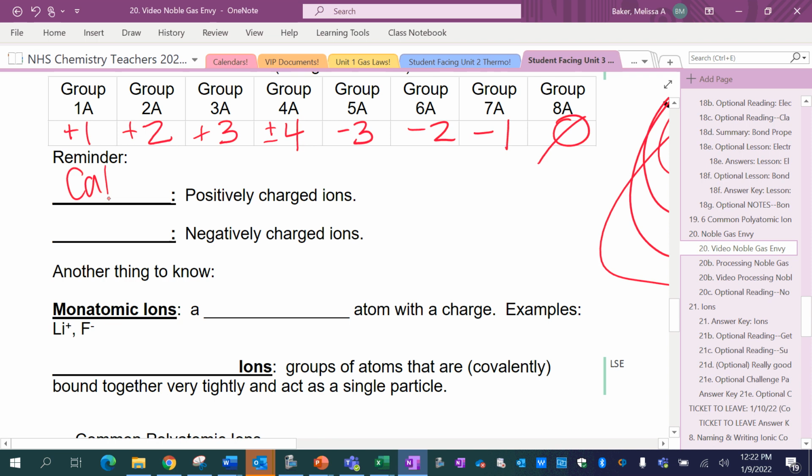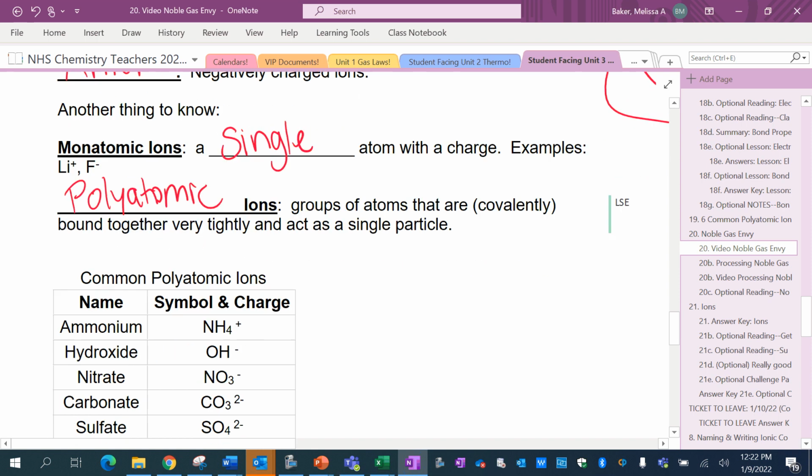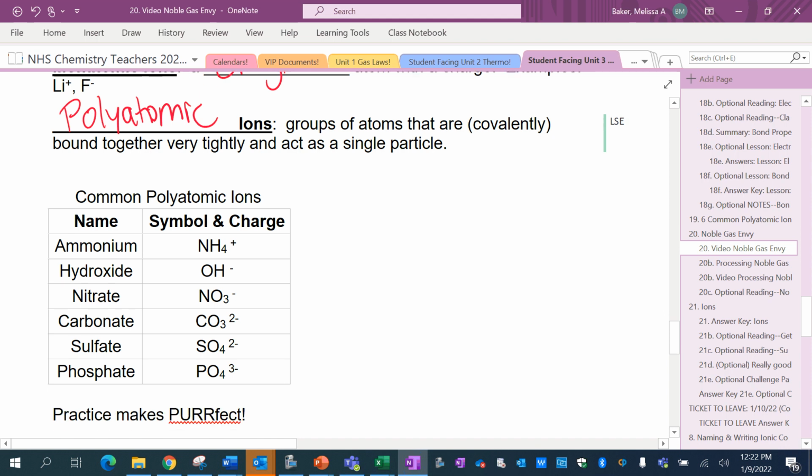As a reminder, cation is a positive charge and anion is a negative charge. Another thing to know, monatomic ions are a single atom with a charge, like Li+ and F−. And polyatomic ions are groups of atoms that are covalently bonded together, and they act as a single particle. These are the 6 that I'm asking you to study for the quiz on block day.